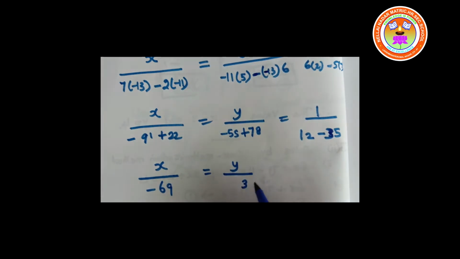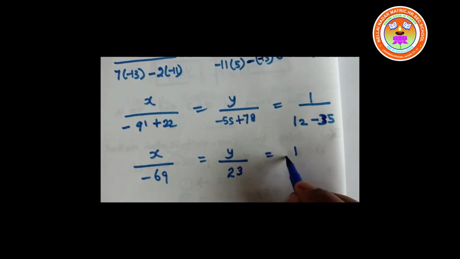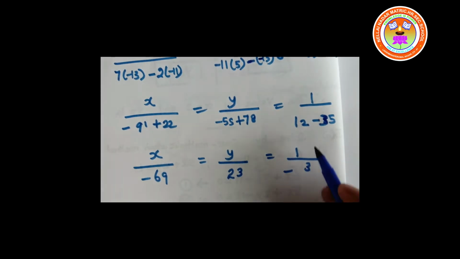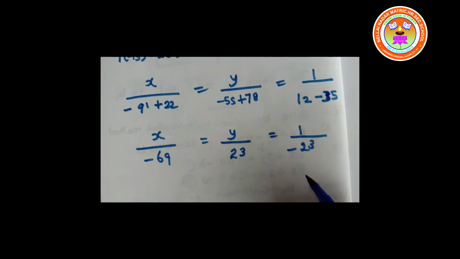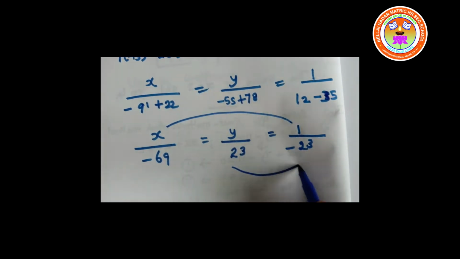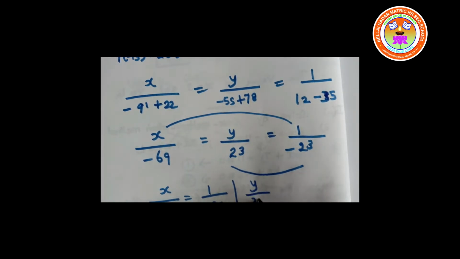6 minus 5 is 1, 4 minus 7 minus 5 is 2 minus 23... that is equal to 1 by minus 5 minus 2 is 3, 3 minus 1 is 2, minus 23. Now, you are going to compare this and this. That is x divided by minus 69, that is equal to 1 by minus 23. y by 23 equal to 1 by minus 23.